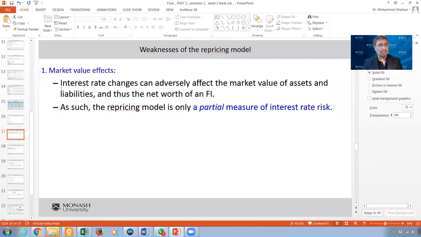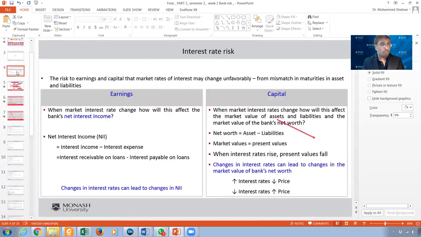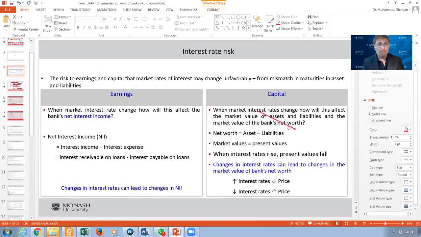What do we mean by market value? Interest rate changes can adversely affect the market value of assets and liabilities, and thus the net worth. Now, when we look at the repricing model, we are only concerned with the financial statement. Do we talk about the impact on capital, which I talked about here? No, I'm not talking about this area. This area is completely ignored. I'm only talking about the net interest income. This is the repricing model's difficulty. So they don't talk about the impact on the net worth. They only talk about the impact on the net interest income. And this is actually one of the problems.